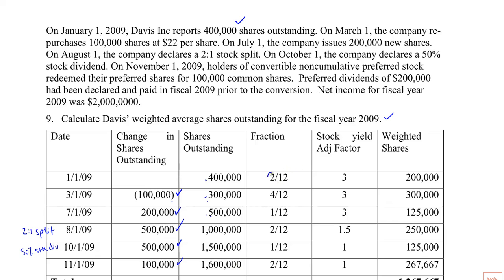January, February is 2/12. March, April, May, June is 4/12. July is 1/12. August, September is 2/12. October is 1 month, and then November, December, 2 months. 2 plus 4 is 6, plus 1 is 7, plus 2 is 9, plus 1 is 10, plus 2 is 12. So these total to 12 twelfths. So we have the right number of months.